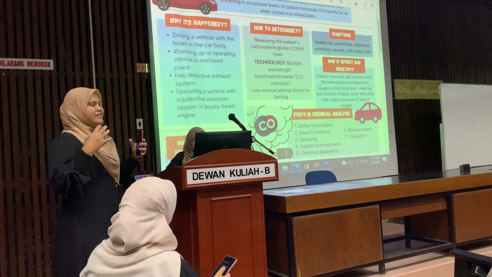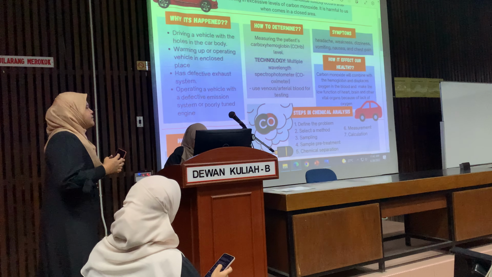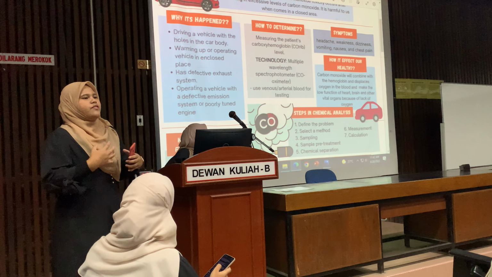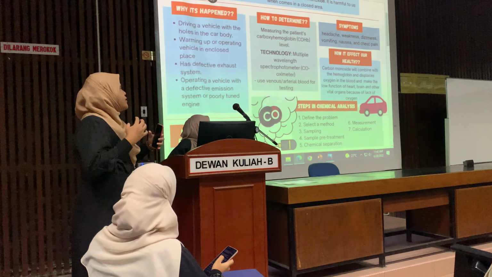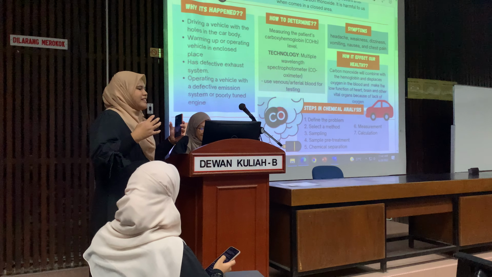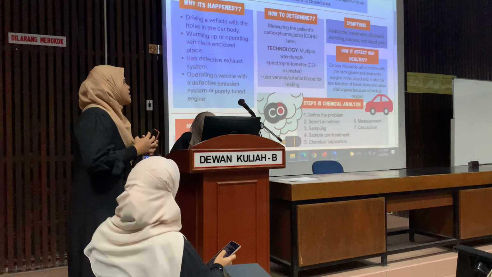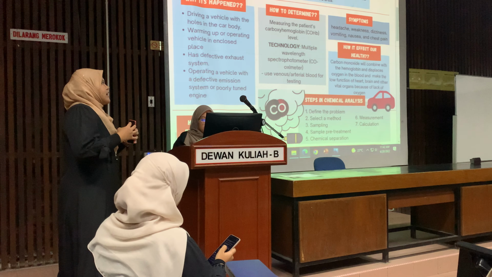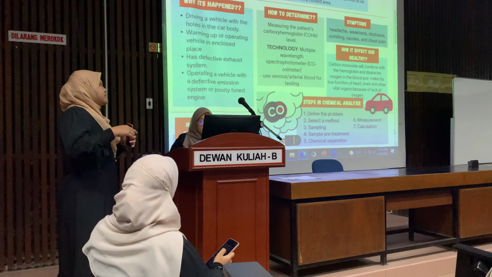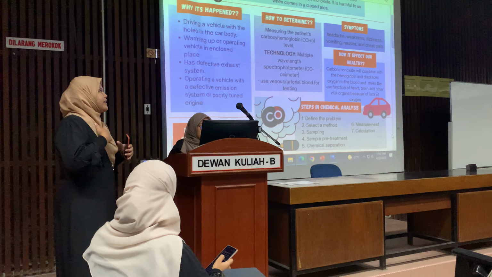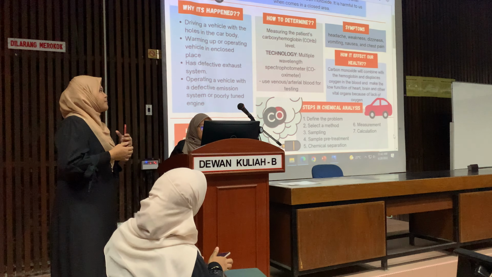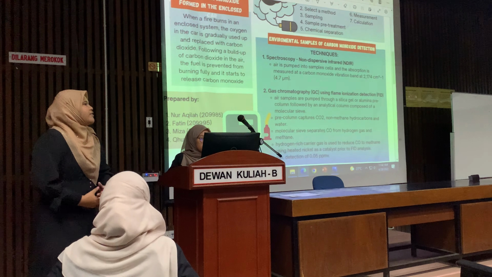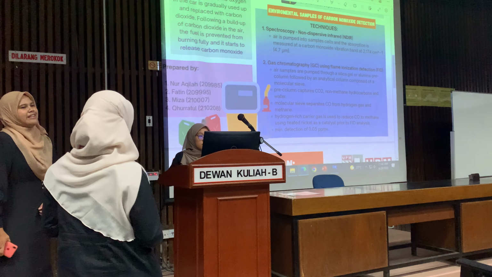Carbon monoxide combines with hemoglobin, which is in the red blood cell, and it displaces the oxygen. And you know that oxygen is very important for your body, okay? So when carbon monoxide combines with hemoglobin, your blood lacks oxygen. So it lowers the function of the heart, brain, and other organs. So that's all for me, then I will pass my presentation to Fatih.